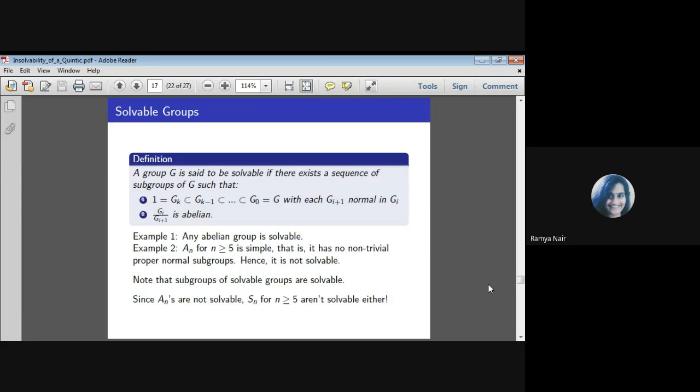There is a note which says that subgroups of solvable groups are solvable. So since An is not solvable, Sn can't be solvable either. Because if Sn was solvable, then as a subgroup, An should also be solvable. But since An is not solvable, Sn is also not solvable.